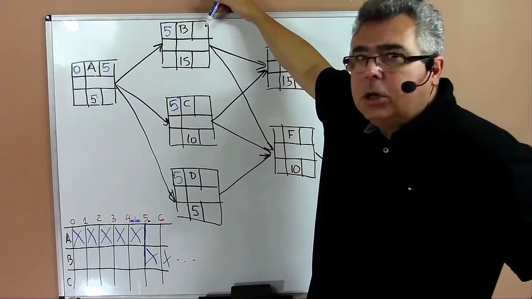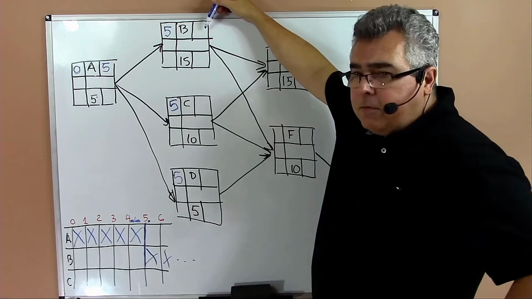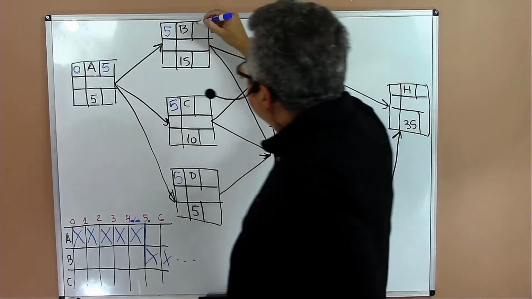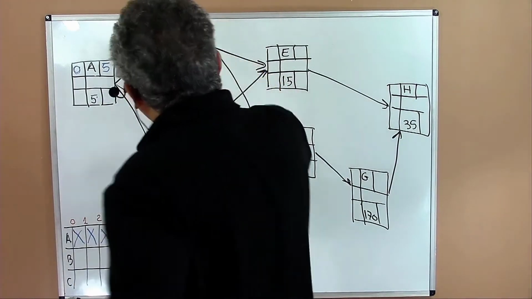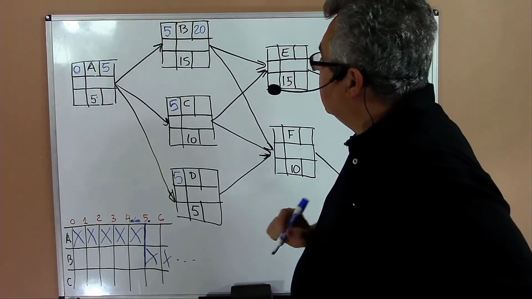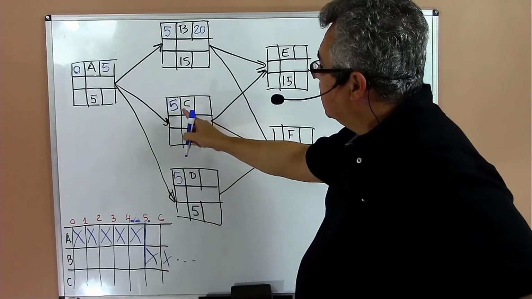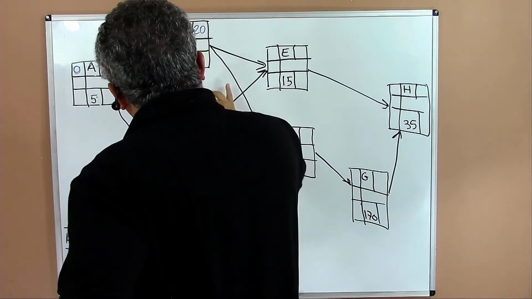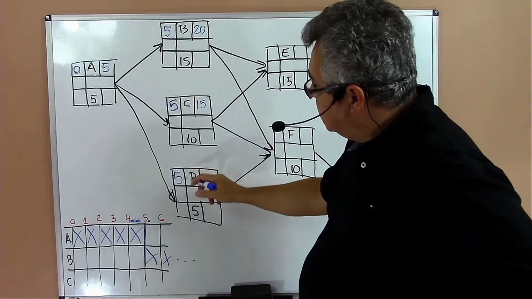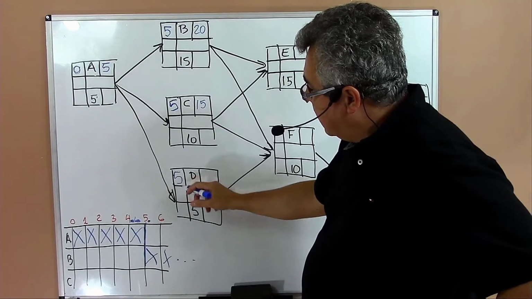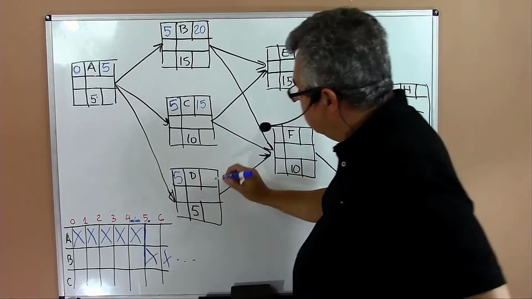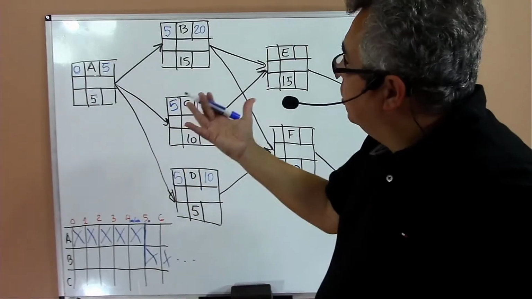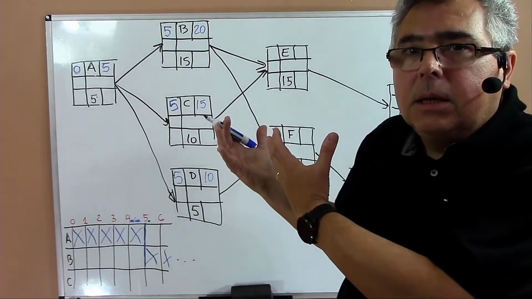When can I finish activity B? I can finish activity B when I go from 5 plus 15, day 20. When can I finish activity C? 5 plus 10, day 15. When can I finish activity D? I will start on day 5, use 5 days duration, I'll be finished on day 10. Okay? That's how we do the computation and understand the times.